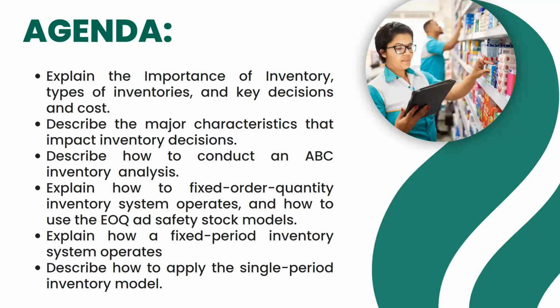This is our agenda. First, we're going to explain the importance of inventory, types of inventories, and key decisions and costs. Describe the major characteristics that impact inventory decisions. Describe how to conduct an ABC inventory analysis. Explain how a fixed order quantity inventory system operates, and how to use the EOQ and safety stock models. Explain how a fixed period inventory system operates. Lastly, we're going to describe how to apply the single period inventory model.